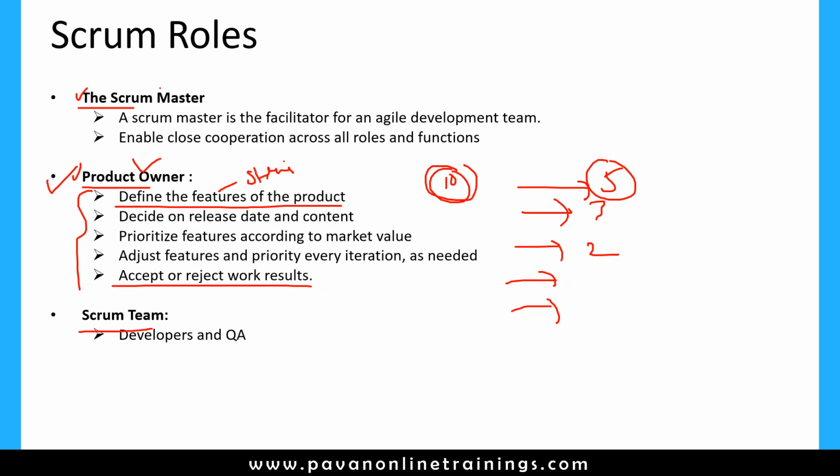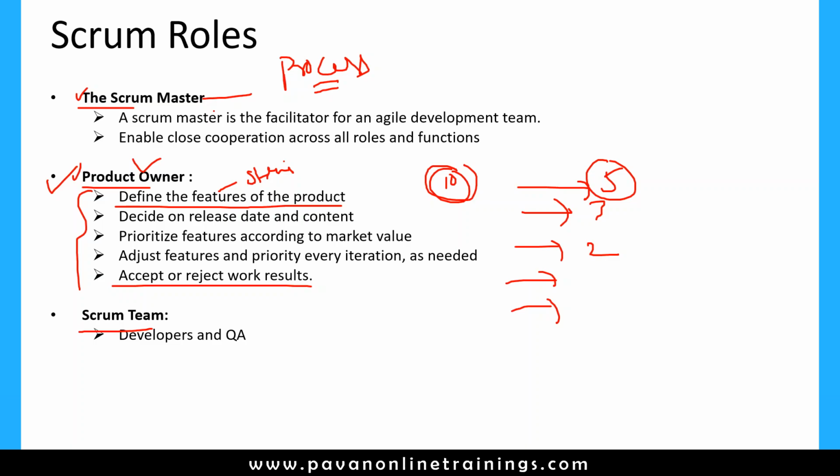Also, the Scrum Master is not the owner of the product. He doesn't care about the product; he will care about the process. The Scrum Master always talks about the process, how the work is going on. Are there any blockers? How can we proceed? What are the challenges we face and how can we overcome them? All these things are taken care of by the Scrum Master.